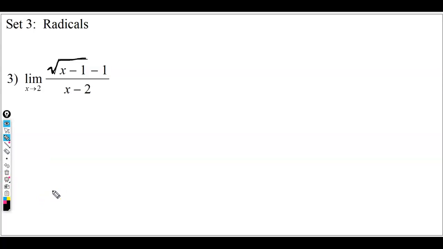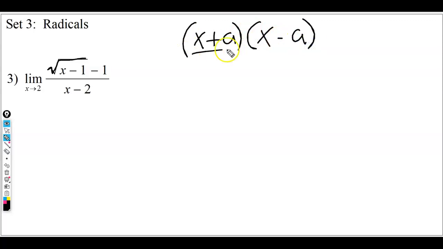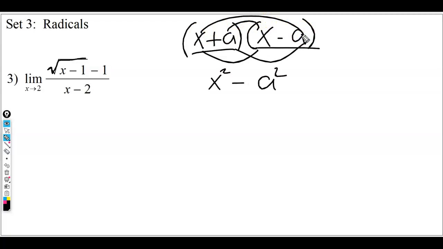Before I begin solving this problem, I want to remind you guys of what a conjugate is. A conjugate is this. These are what we call a conjugate pair. They're the same thing, it's just that they're opposite signs. Now, when you multiply these things out, you get x times x, which is x squared, and you get a times a, which is a squared with a minus in between. You also get a times x and x times a, but they're opposites and they just cancel each other out, so we don't include it in the answer. So this is our answer.